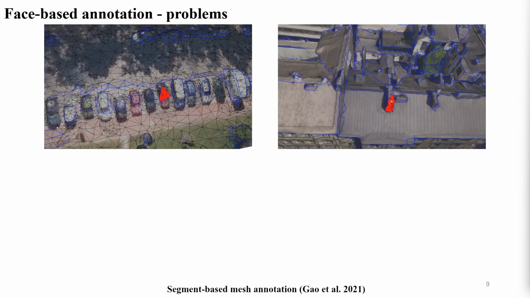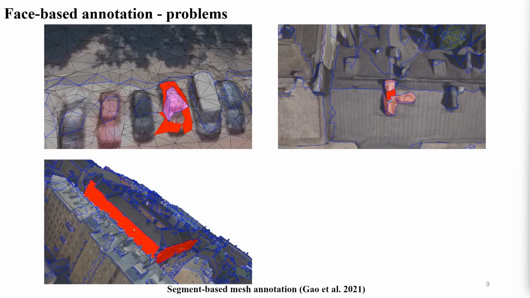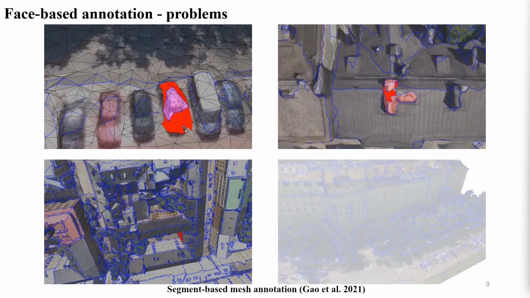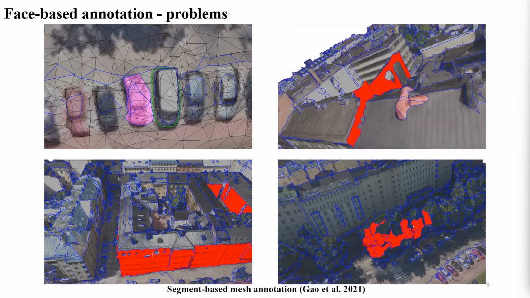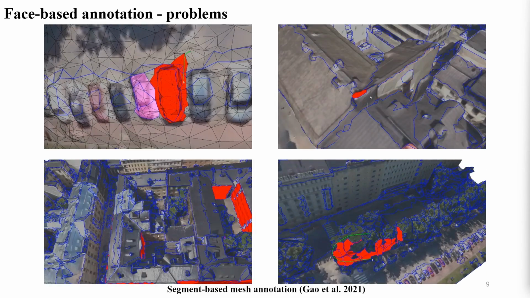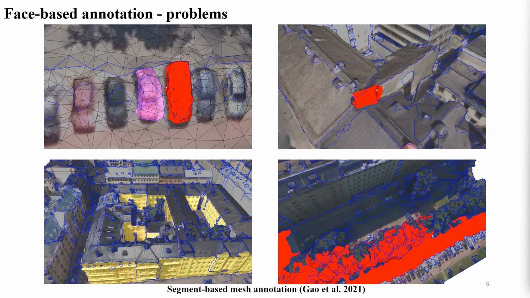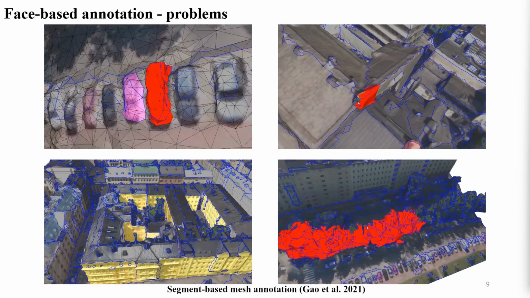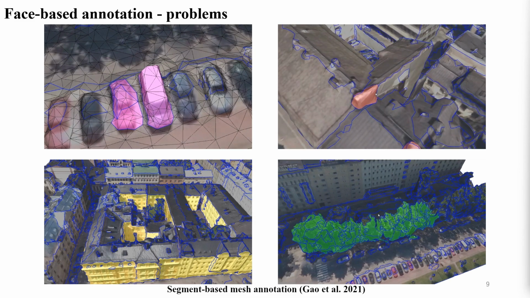Annotating large-scale urban meshes is challenging. Existing segment-based mesh annotation methods run into problems with over-segmented urban textured meshes. They struggle with non-planar areas, sharp features, and small structures due to under- or over-segmentation errors. While selecting segments is more efficient than picking individual mesh faces, annotating complex objects like building blocks or large trees still requires a lot of effort.